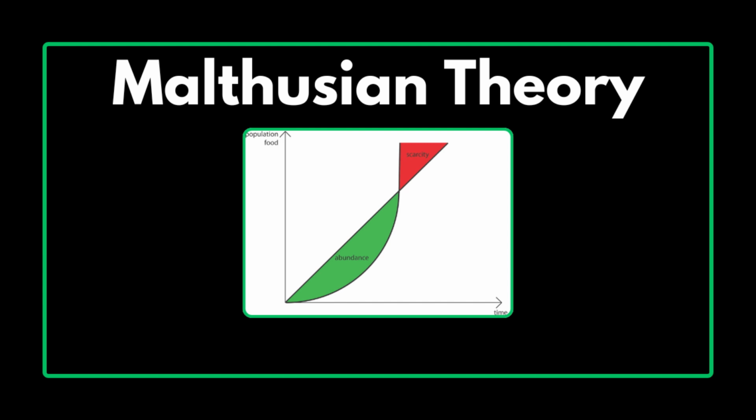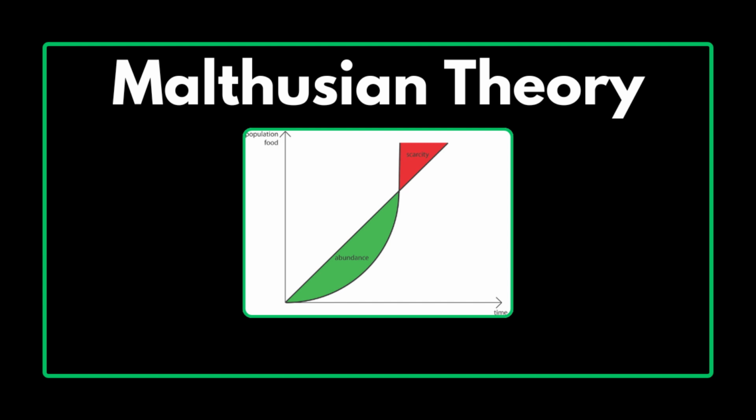Malthus suggested two ways to limit population growth. The first method was what he called preventive checks, which included measures like delaying marriage, practicing abstinence, and promoting smaller families. These actions would help slow down population growth voluntarily.